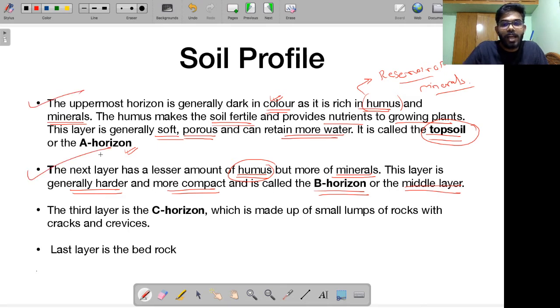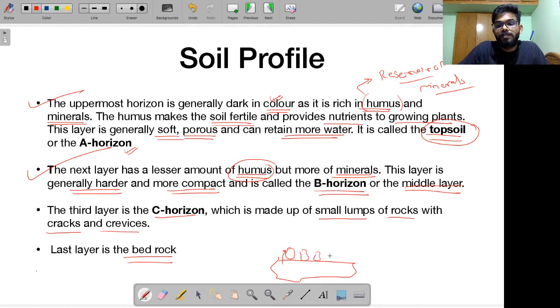After that, you have the third layer. This is called the C horizon. See, ABC. It's pretty simple to understand. The third layer is called the C layer. This is made up of small lumps of rocks with cracks and crevices. Below the C horizon, you have something called bedrock. The C horizon is nothing but this bedrock in disintegrated format, in small format. When this gets smoother further, that is your B horizon, and above all at the top you have the A horizon.